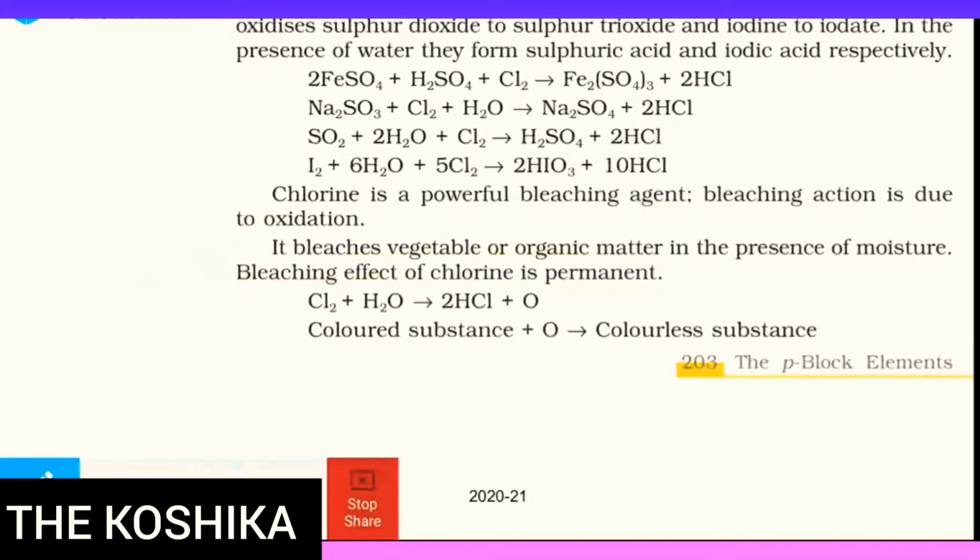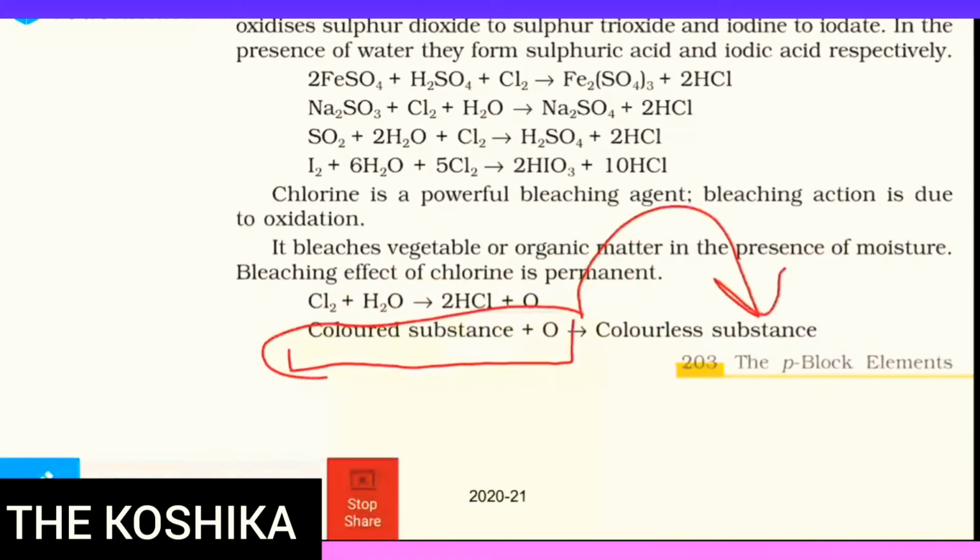So chlorine when it reacts with H2O, in the presence of moisture, that is why H2O is here. So it gives you 2HCl plus O. Now this nascent oxygen is what shows the activity. When it combines with the colored substance, it converts the colored substance into a colorless one.